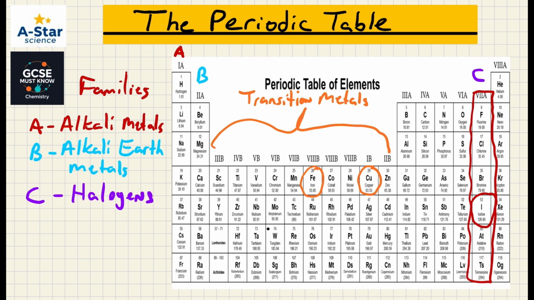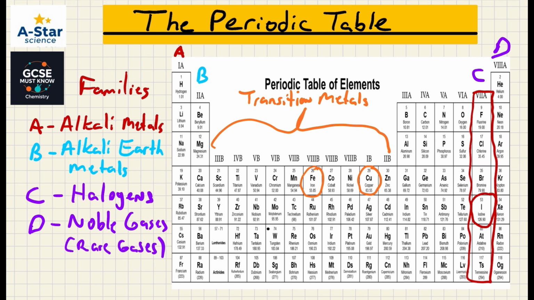And on the group 8, which I'll call D, we call these the noble gases, sometimes called the rare gases, because not much of them exist in the atmosphere. These are very non-reactive, and we're going to talk about reactivity in a minute.